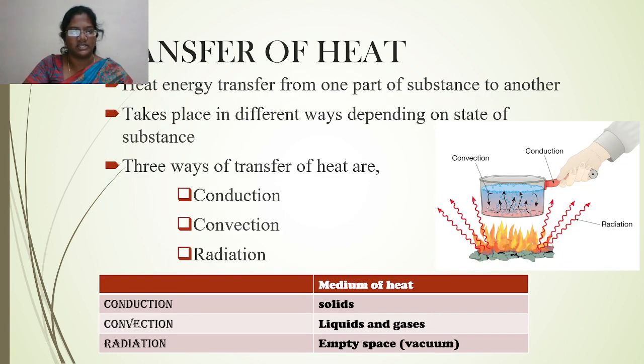And transfer of heat. Heat can be transferred by three methods: conduction, convection, and radiation. Heat energy always transfers from one place to another. It takes place in different states of substances. For example, if we look at this picture: conduction, convection, and radiation. Conduction is just the transfer of heat. It does not transfer molecules. It stays in the same place.